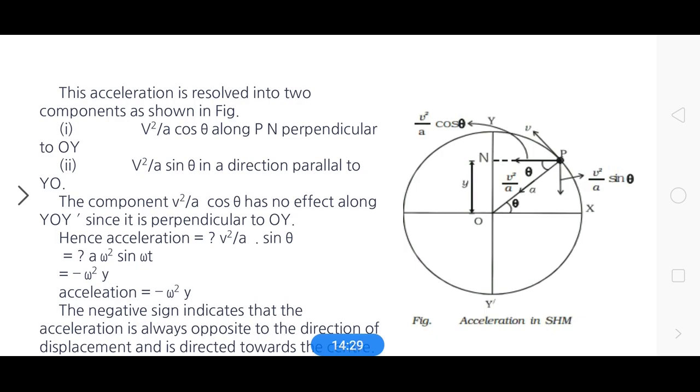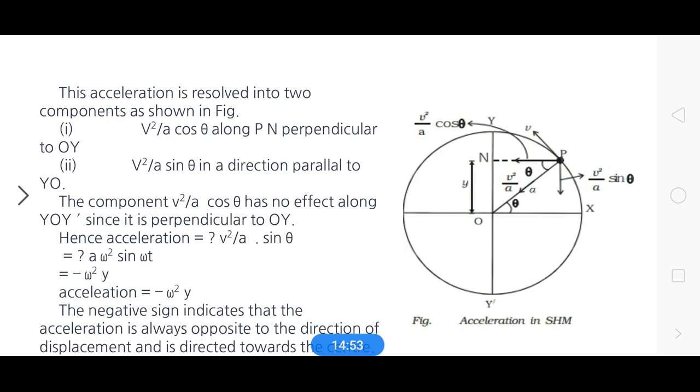So here the particle is moving in upward direction along the oscillation. Suppose the particle is moving from O to N, the acceleration acts from N to O. So it is towards the center. So that's why we have to mention that acceleration is equal to minus omega square y.